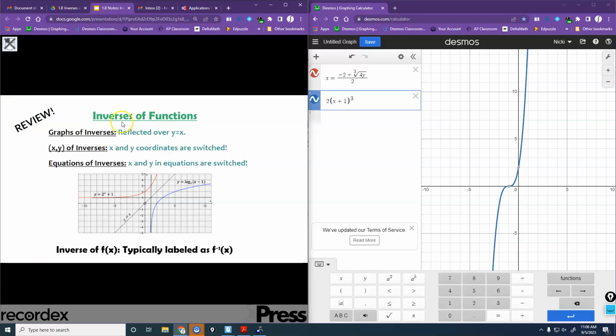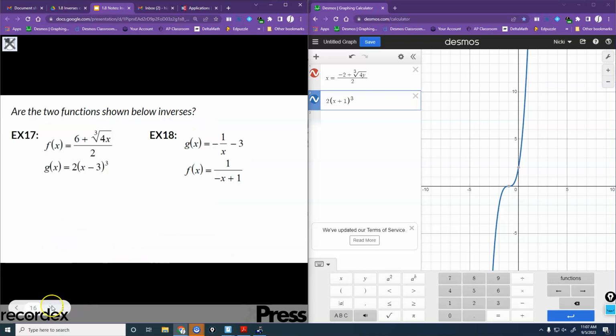Okay, so just to review, there are several ways you can talk about inverses. The graphs will be reflected over the line y equals x. If you have coordinates, you can switch your coordinates. If you have equations, you're going to switch your x and y in your equations. Okay? And then it has that note about notations there.